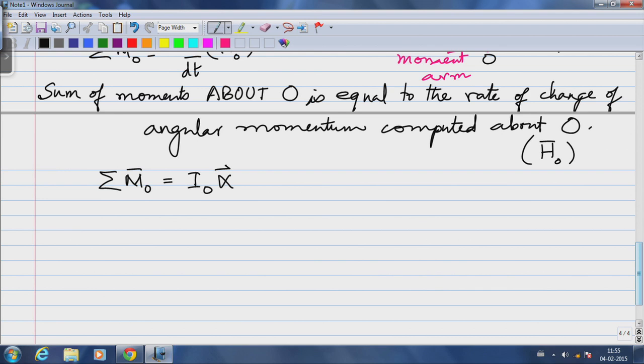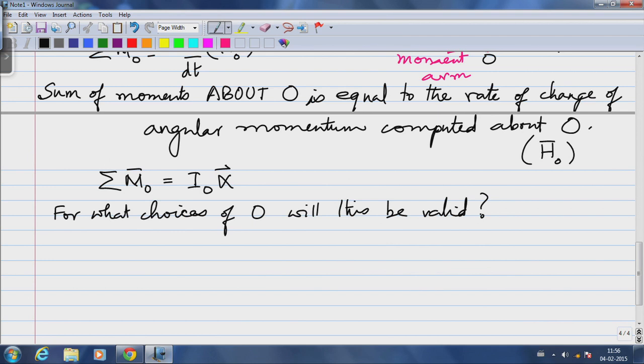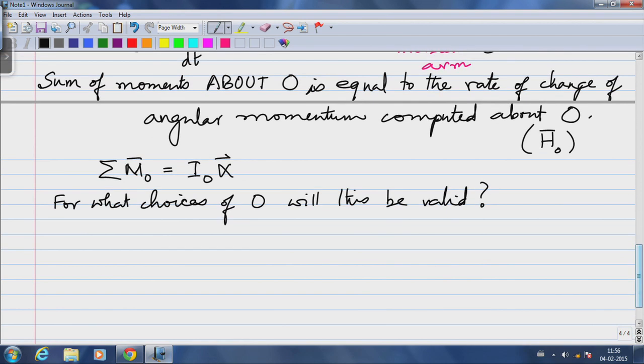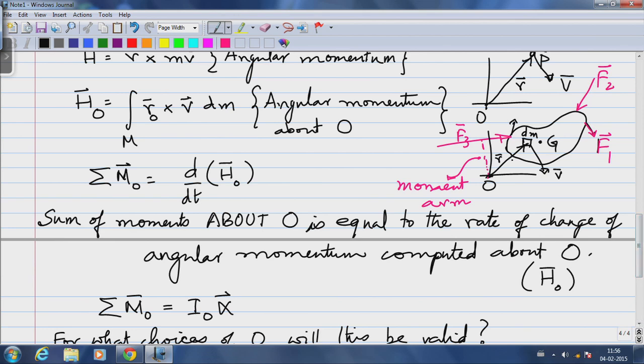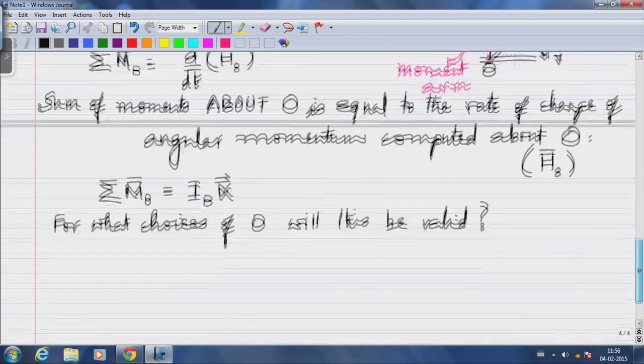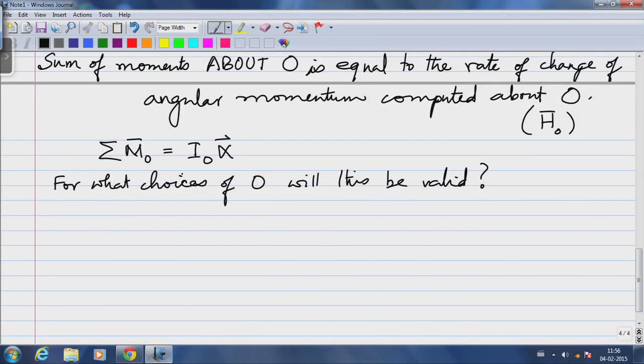Now, we have to be a little careful. For what choices of O will this be valid? So, we have to ask this question. If O is moving, would this still be valid? There will be several applications where I would like to choose O, my origin, as a point inside the body moving with the body. So, would this calculation of sum of moments equals I sub O times alpha also apply to that condition?